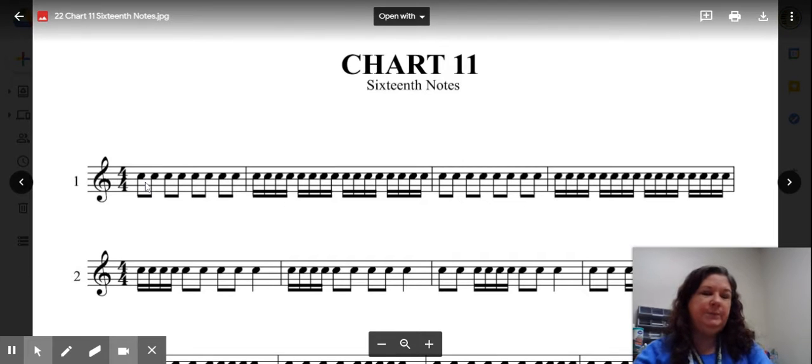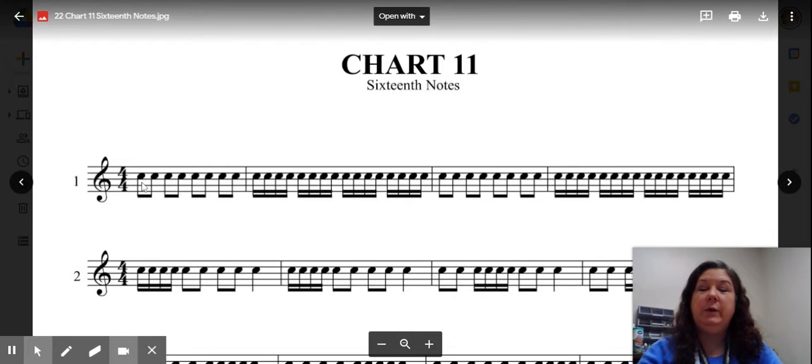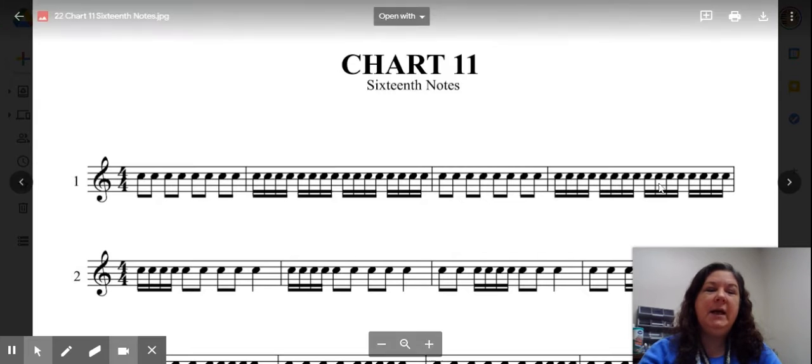So I'm going to count this for you. And I'm going to leave out the clap here because you have enough to work with right now with getting the 1 T, te, ta. So I'm going to say this slowly. Here we go. 1 te, 2 te, 3 te, 4 te, 1 T, te, ta, 2 T, te, ta, 3 T, te, ta, 4 T, te, ta, 1 te, 2 te, 3 te, 4 te, 1 T, te, ta, 2 T, te, ta, 3 T, te, ta, 4 T, te, ta.